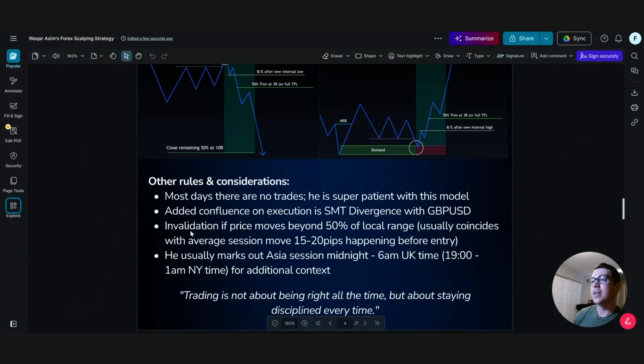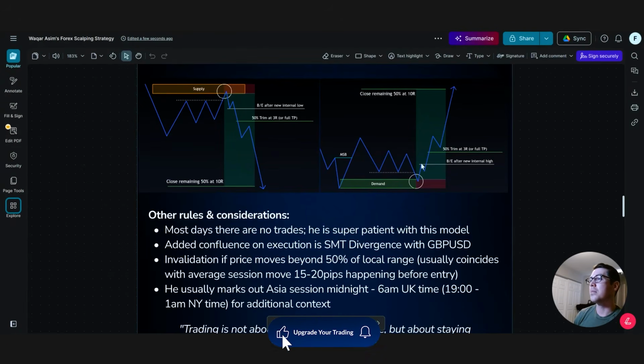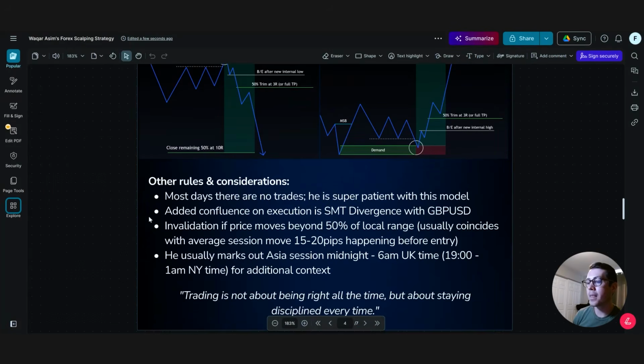And then he has kind of an invalidation if price moves too far before tapping him into the trade. So maybe in this case, maybe there was an inducement, but it didn't come all the way into this demand level and just kind of took off, or there was no inducement. He will cancel the limit order because he says it's lower probability if the average session move already happens before tagging you in. So that's kind of an invalidation. Sometimes the price will just take off without us, and that's totally fine.